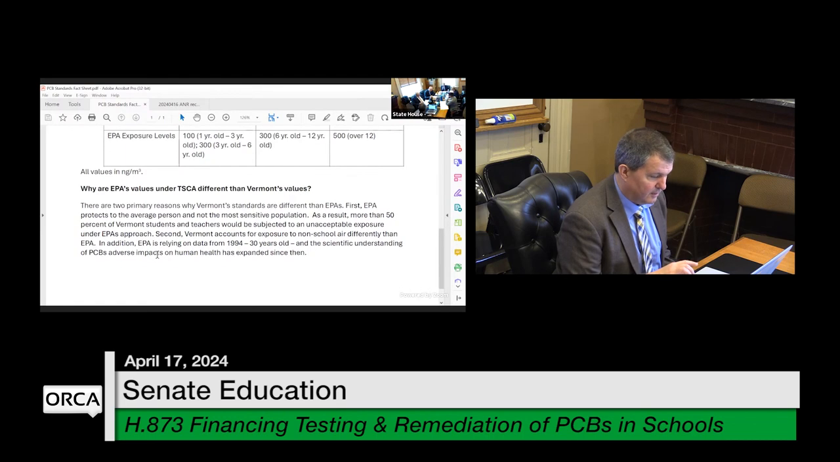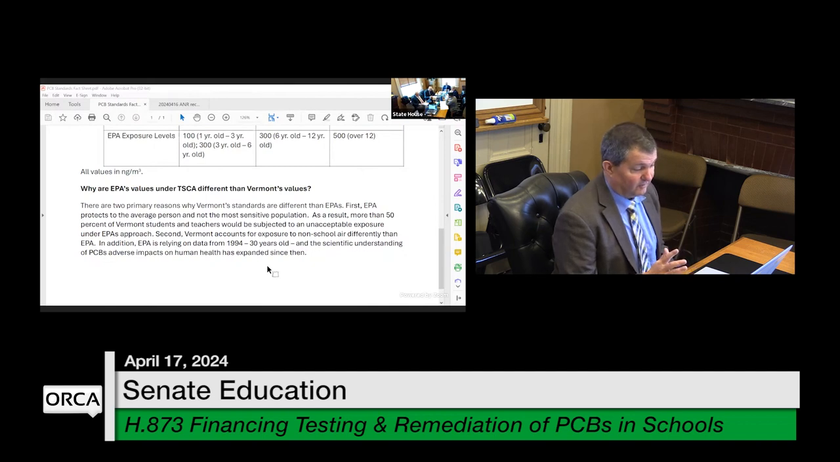And the other difference is that Vermont accounts for exposure in non-school air differently. And this is probably one of those areas where you really need the health department to explain all of the factors that go into this. But basically, it's looking at your exposure to PCBs from other sources, and we look at that differently and use more updated information than what EPA uses with respect to that.